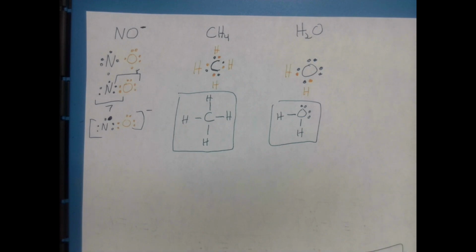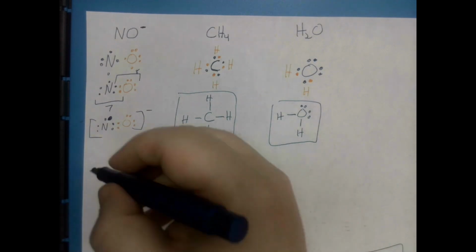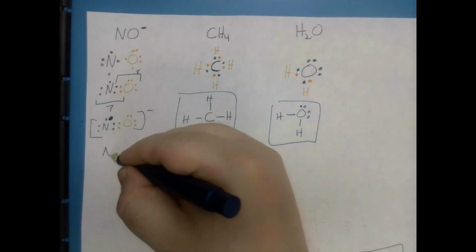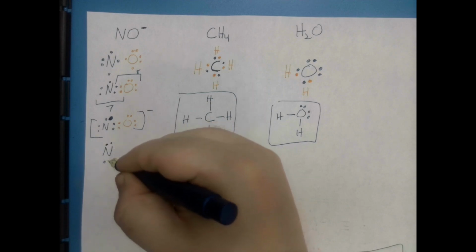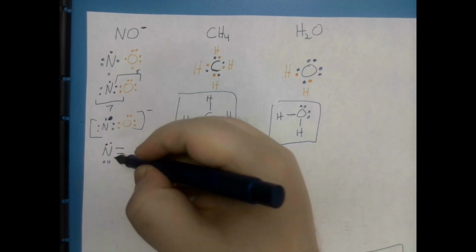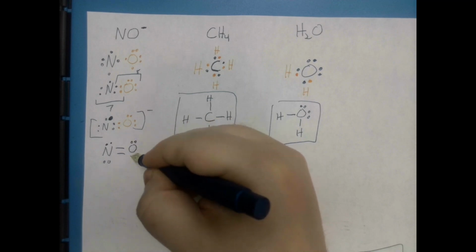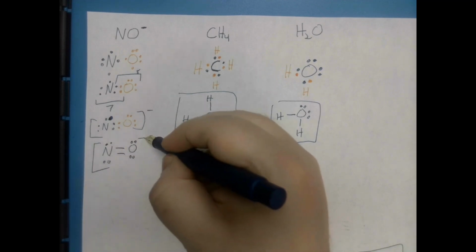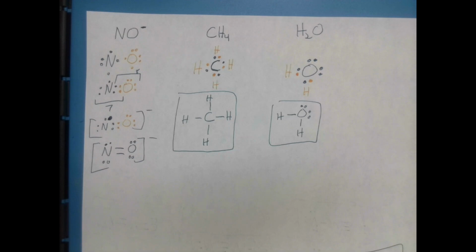And put brackets around it to indicate that it has a charge. So double bond. It looks like that. Makes sense? Does it make sense? Not getting it?